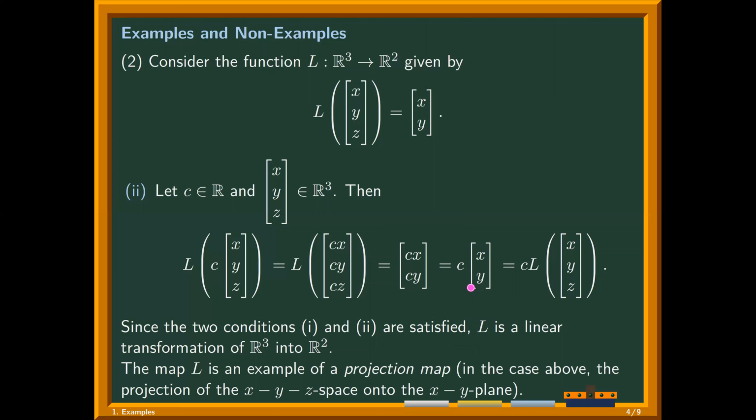This map here is an example of what we call a projection map. So in this case, L projects the xyz space into the xy plane. By removing, or by forgetting, the third component, we are simply considering the xy plane in the xyz space. So we are projecting into the plane.